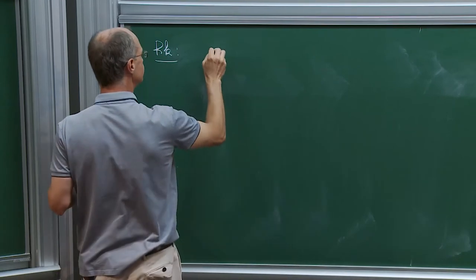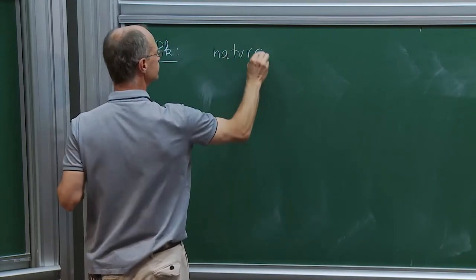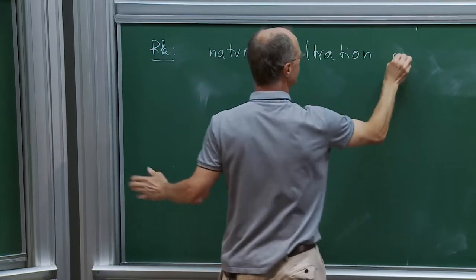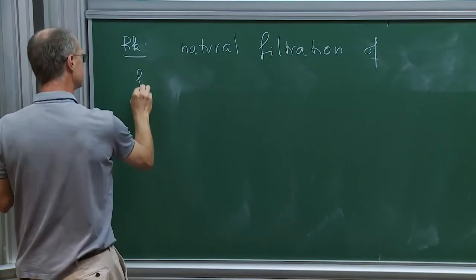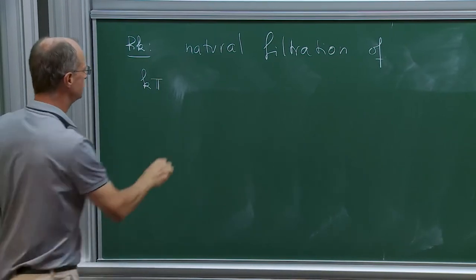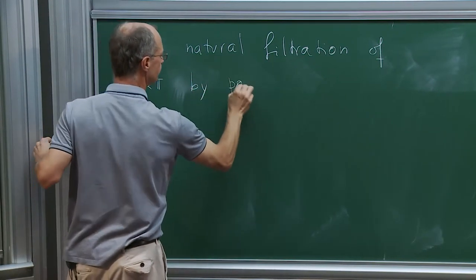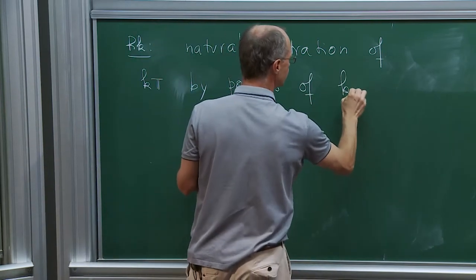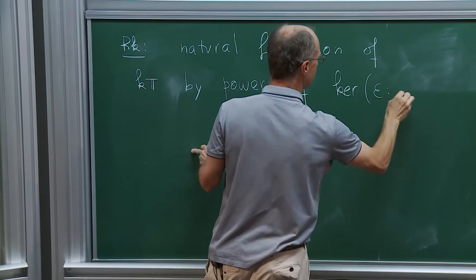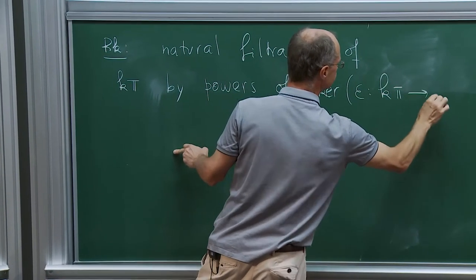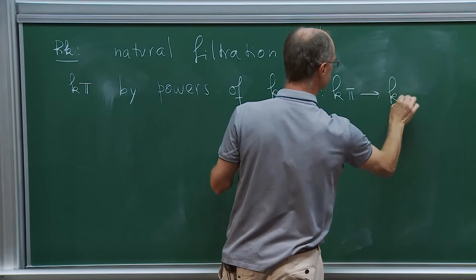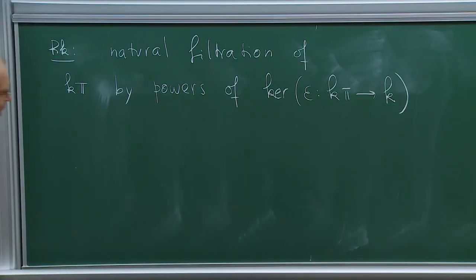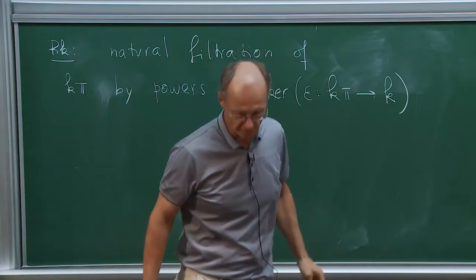Okay, let me make a remark. So there is a natural filtration of the group algebra by powers of the augmentation ideal. So the kernel of epsilon mapping k pi to k by just mapping each element of pi to 1.